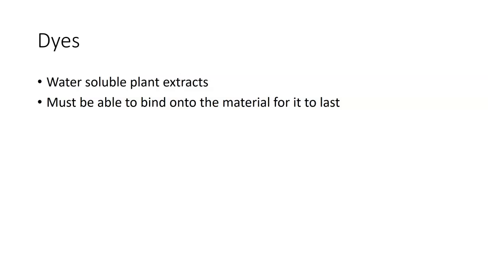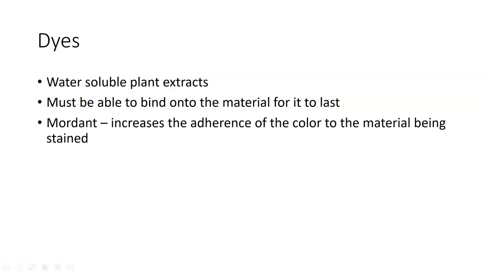These are many times water-soluble. That means that they will tend to fade over time, which basically means you're removing some of the dye as time goes on. In order to stop that, we use a mordant. A mordant is a chemical that increases the adherence of the color to the material being stained. The color becomes longer lasting. We're not going to say it becomes permanent.